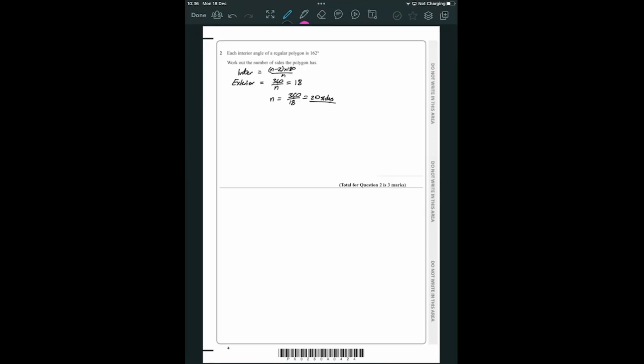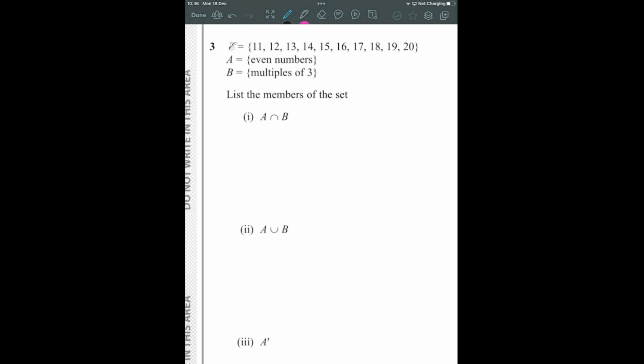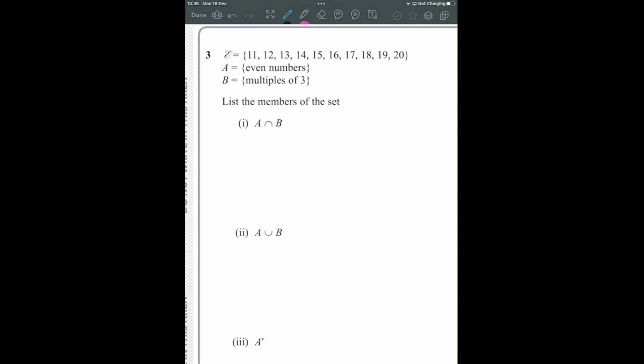First two questions have just been using formulas. Set theory now. We have our universal set being the numbers from 11 through to 20. A is even, B is multiples of 3. Now, a lot of really great things I see people do with these is to actually write those out in a lot more detail. So 12, 14, 16, 18, 20 is A. That's going to make my life much easier later on. And multiples of 3: 12, 15, 18.